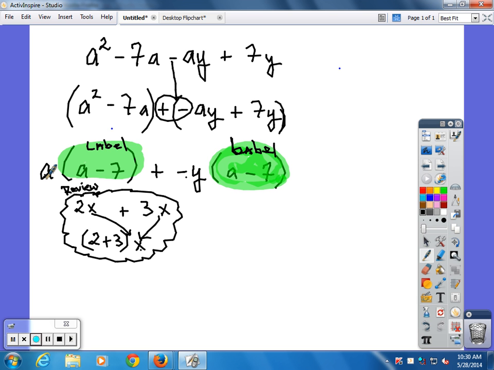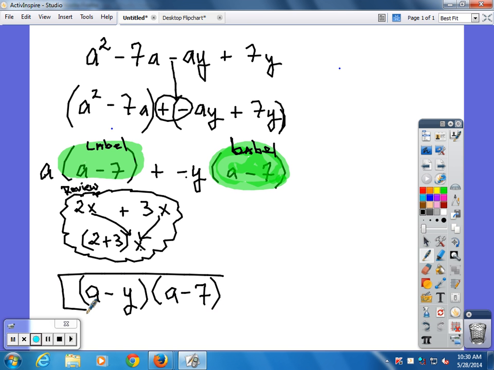Now, since they are different from each other, you can't add them and get 5. But you can put them together and say A, what's plus a negative? Negative. So A minus Y, there's your coefficients. And then your label is A minus 7. And that's your final answer.